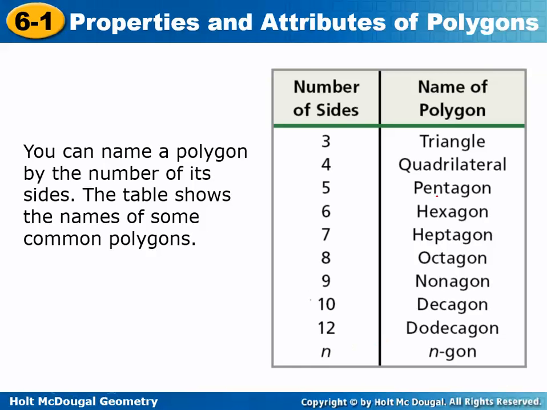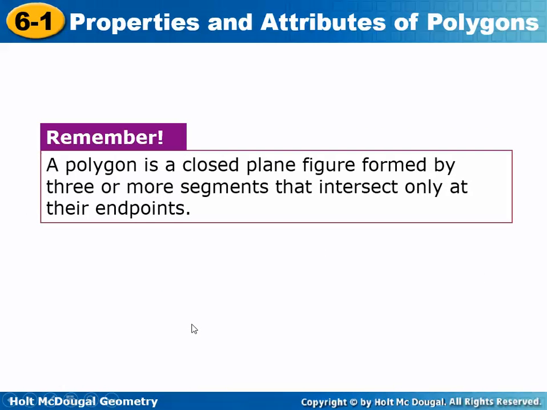Now remember, to be a polygon, you have to have only straight sides, and they have to connect. You can't have any gaps, like that wouldn't be a polygon. It has to be closed, in other words. This can't be. You can't have it hanging off the end like that. You can't have any curved pieces. They have to only be straight sides. So it has to be a closed figure made up of straight sides. Oh, here's the definition here. A closed plane figure formed by 3 or more segments that intersect only at their endpoints.